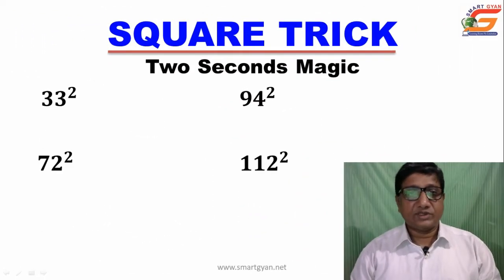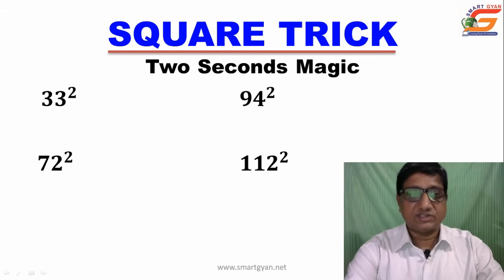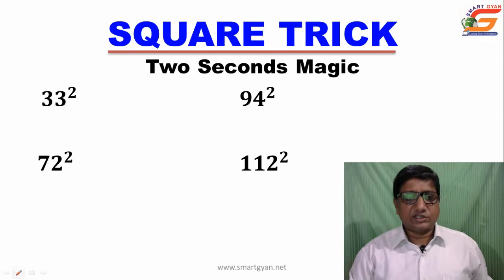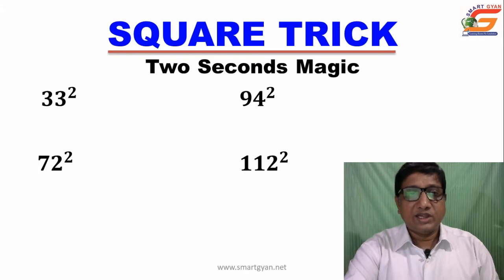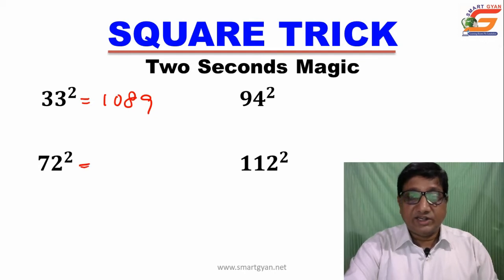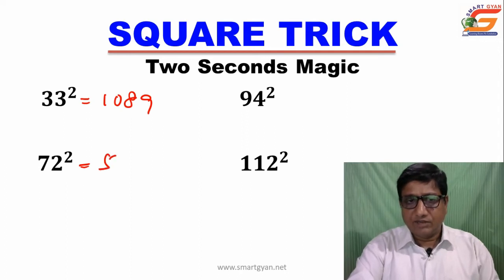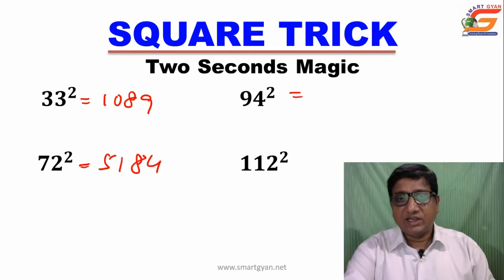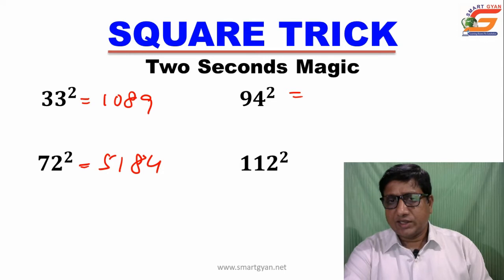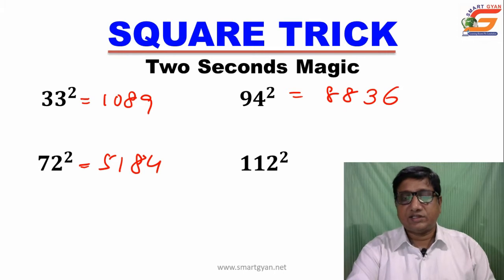Here a few numbers are given before you to find squares. How to find squares of these numbers? 33 square. This is an extension of the same 2 seconds magic series. 33 square is 1089. Then 72 square. Yes, this much time it will take. 72 square is 5184. Then 94 square is 8836.